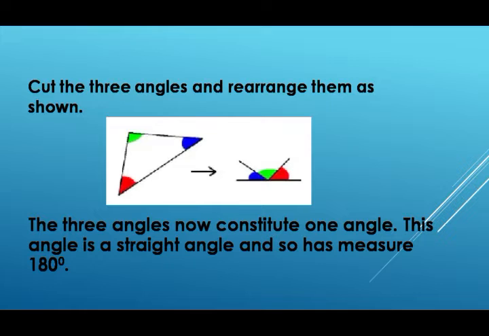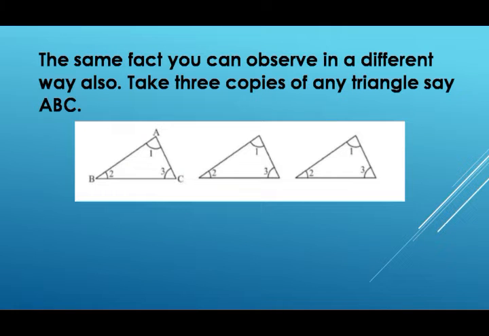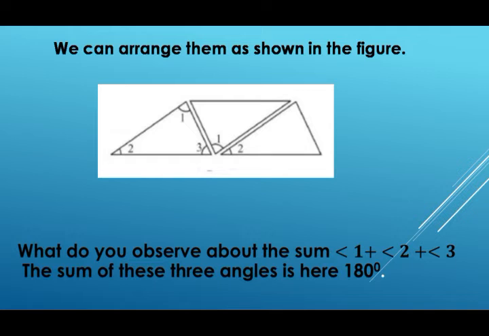So what can we say about the sum of the three angles of a triangle? Thus the sum of the measures of the three angles of a triangle is 180 degrees. Next, the same fact you can observe in a different way also. Take three copies of any triangle, say ABC. We can arrange them as shown in the figure. What do you observe here about the sum of angle 1 plus 2 plus 3? Here also the sum of these three angles is 180 degrees.